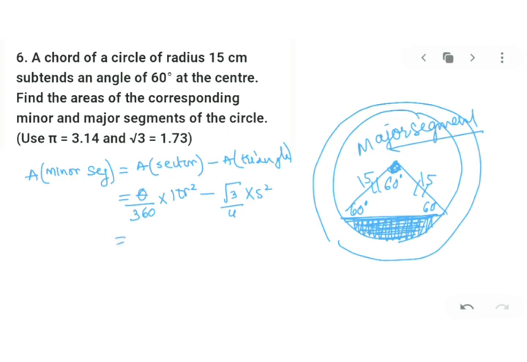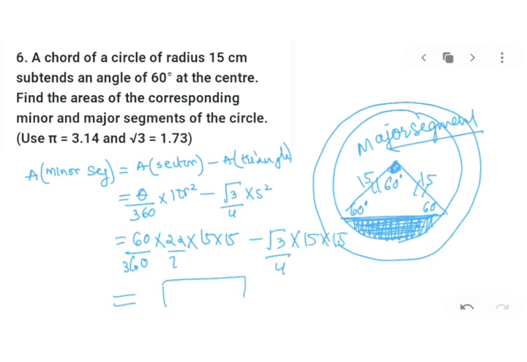Got my point? Theta here is given as 60, so 60 upon 360 into 22 upon 7 r square. The radius is 15, so 15 times 15, minus root 3 upon 4 side square. The side is again 15, 15 of the triangle. Once you calculate this, you will get the area of the minor segment, which I have colored blue.